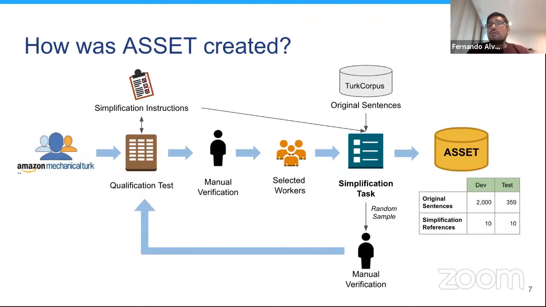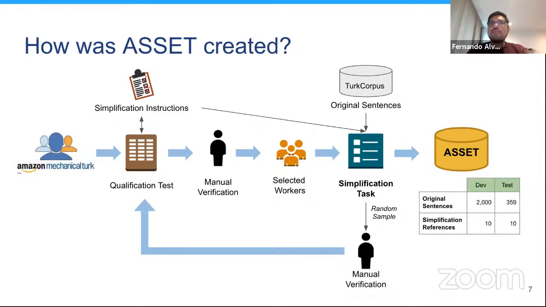In the end, we collected 10 simplification references for each original sentence in both the dev set and test set. So there are around 2,359 sentences, times 10 is the number of references that we have. So that's how we collected the data. Now, yes, we did some manual verification in the process to make sure that the simplifications were correct.